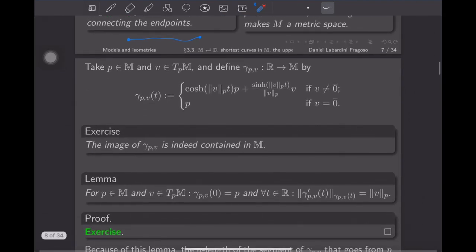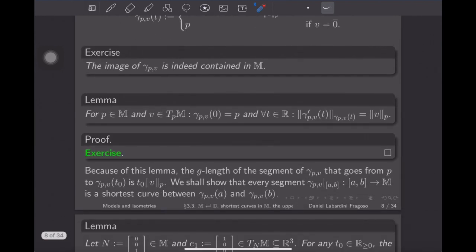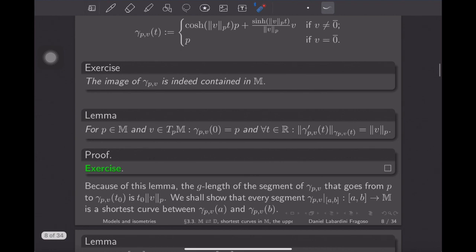Now, exercise. This is really contained in M, in the hyperboloid. In the end, it's the famous formula that something square minus something square is equal to 1, satisfied by the hyperbolic cosine and hyperbolic sine. Then the first lemma is that indeed at time 0 the curve passes through P, and that the rapidity is constant. This I leave as an exercise.